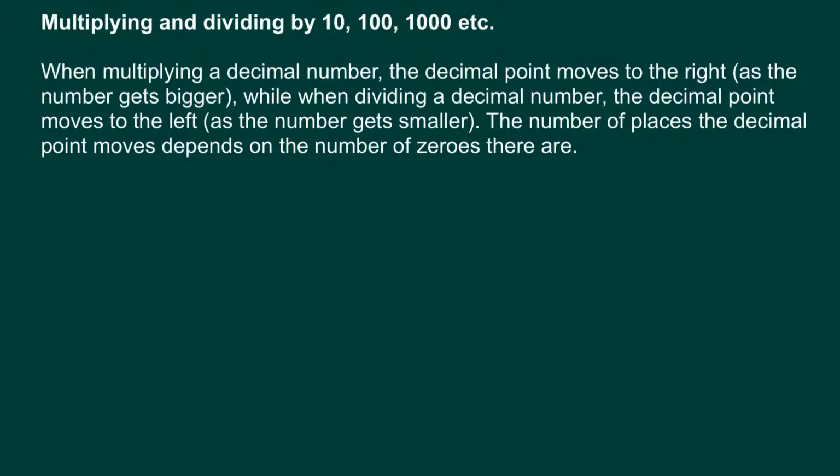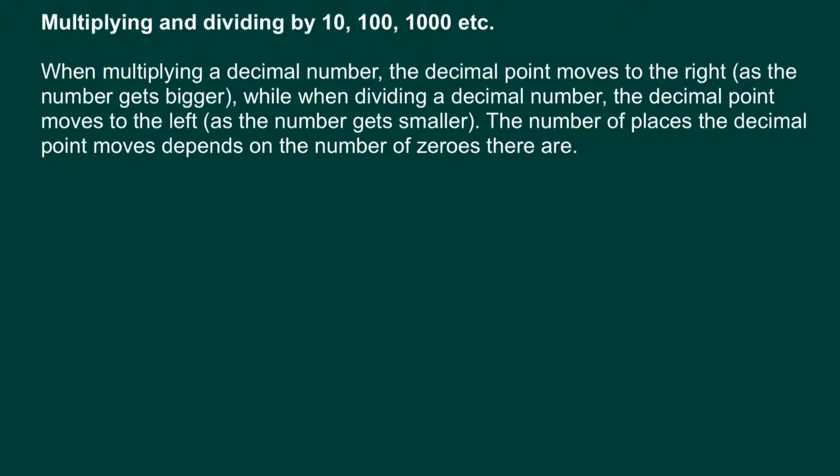So in this lecture, we'll learn about multiplying and dividing by 10, 100, 1000, etc. So basically 1 with a number of zeros on the other side. So when multiplying a decimal number, just the thing to remember is that the decimal point moves to the right, as the number is typically getting larger. While when dividing a decimal number, the decimal point will move to the left, as the number typically gets smaller. The number of places the decimal point moves depends on the number of zeros there are.